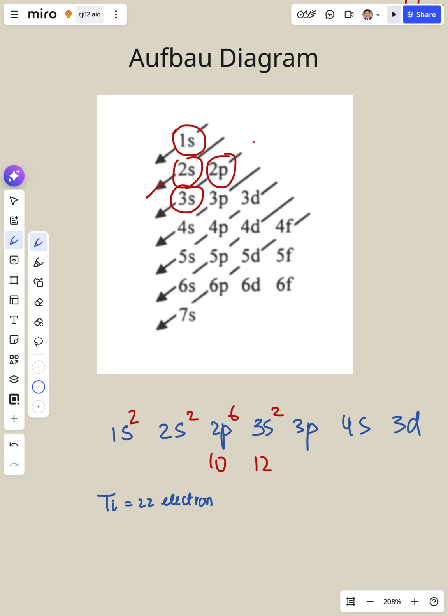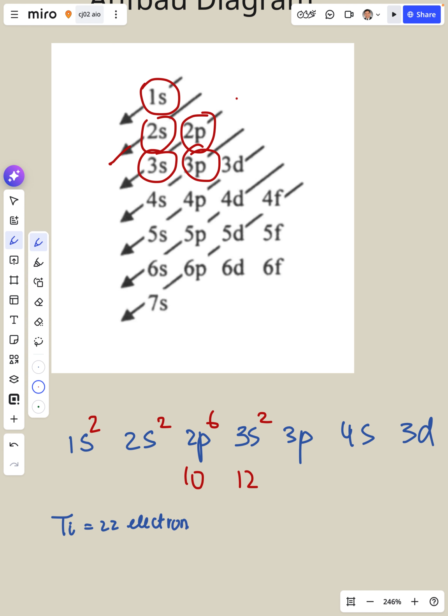Then after 3s, the next one is 3p. And we can put in 6 here. So 12 plus 6, we have 18 until there. After 3p, we get 4s. And s, you have maximum 2. So until 4s, we have 20.